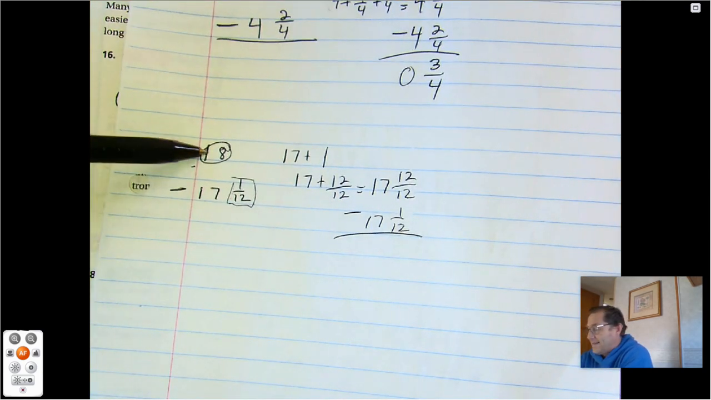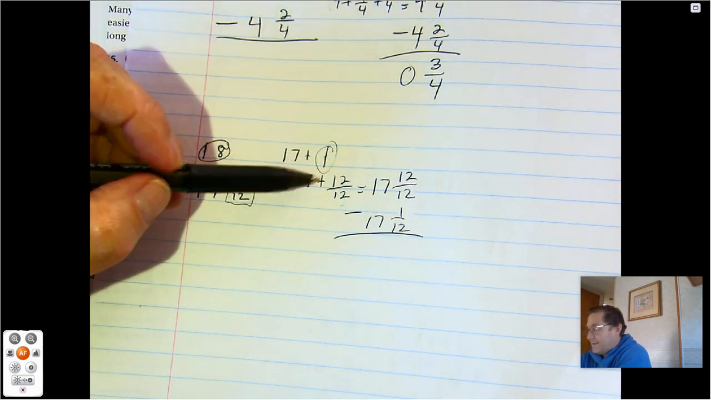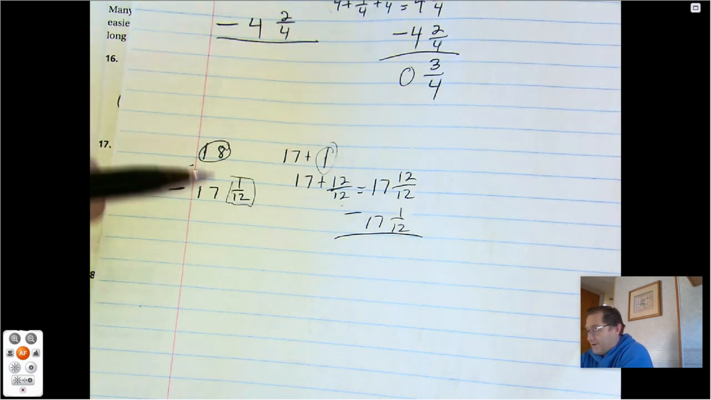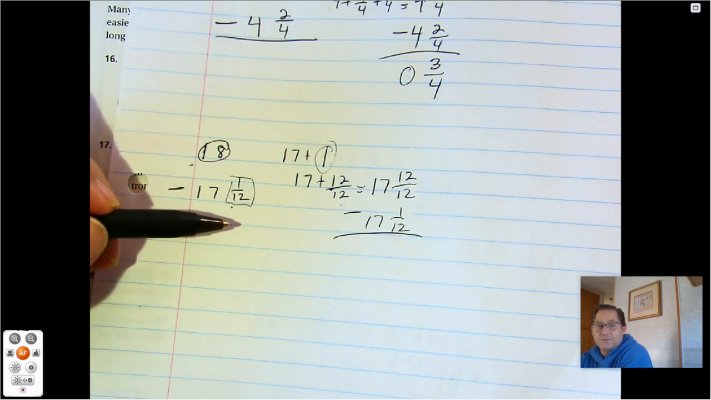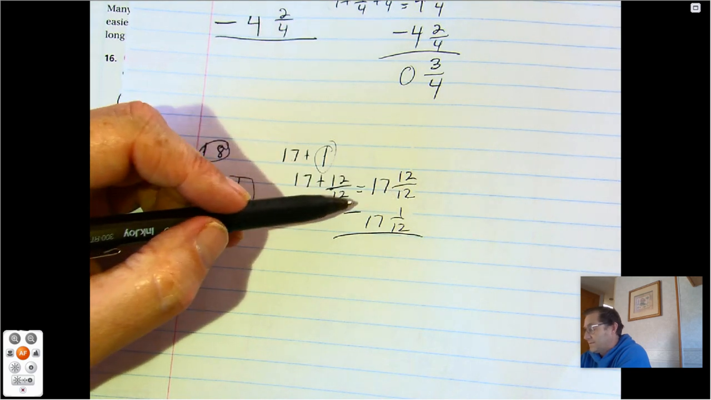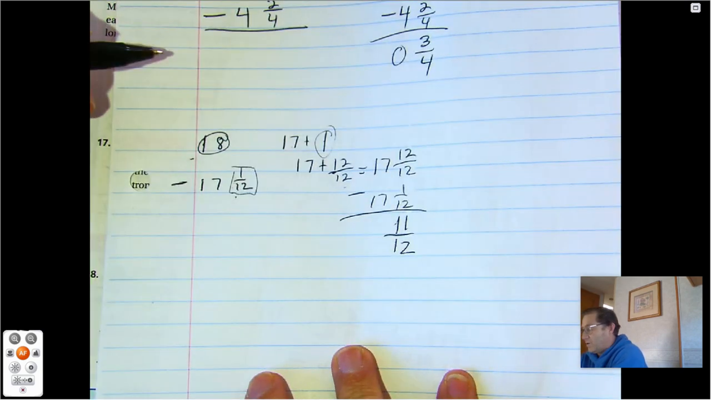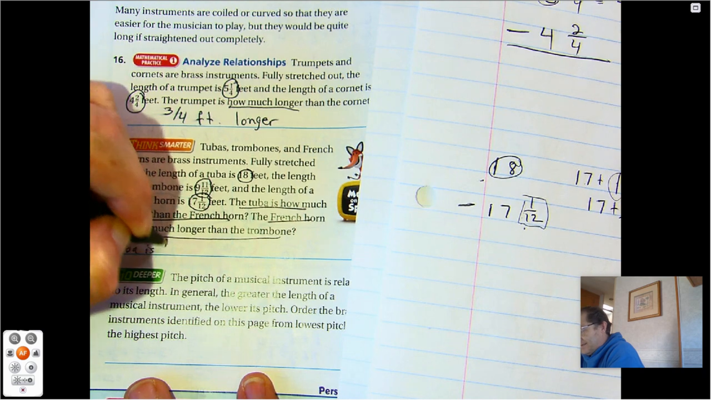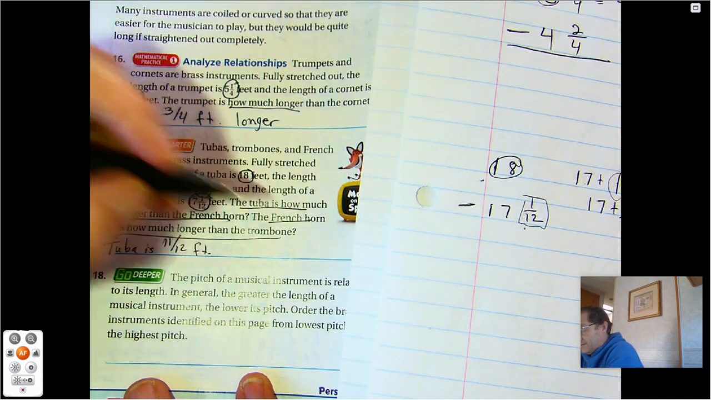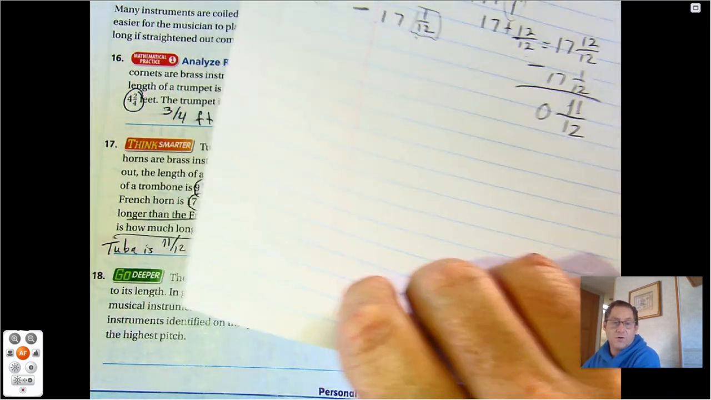Okay, so I broke up the 18 and made it 17 plus 1 because I'm going to take one of the ones, one of the whole numbers, and trade it for a fraction. And I use the denominator of our other number, so I'm using 12/12. So 17 and 12/12 take away 17 and 1/12. 12 take away 1 is 11. So 11/12. 17 take away 17 is 0. So the tuba is 11/12 foot longer.